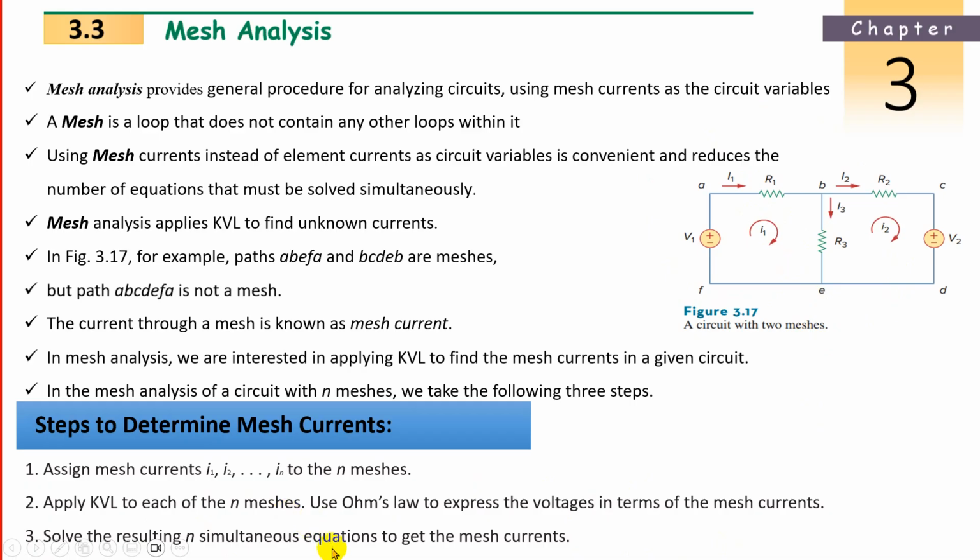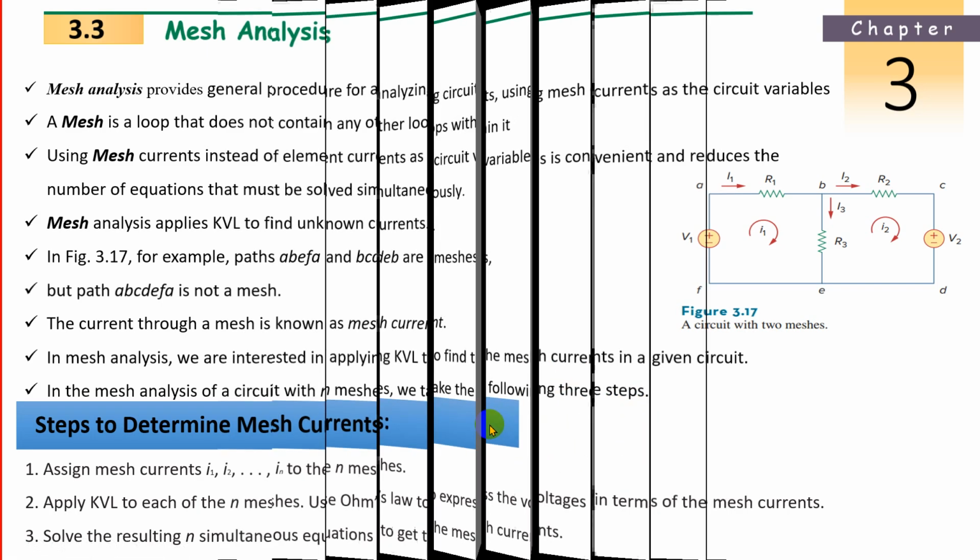Now solve the resulting n simultaneous equations to get the mesh currents. Once you get the n mesh equations, you can solve them to get the n currents. First voltages, then currents. Voltages means we are getting voltages in the mesh equation in current form. Ohm's law, V is equal to IR, so the mesh equation will be in the form of current and resistance. In node analysis, the equation was in the form of voltage divided by resistance. Here the mesh equation is current multiplied by R.